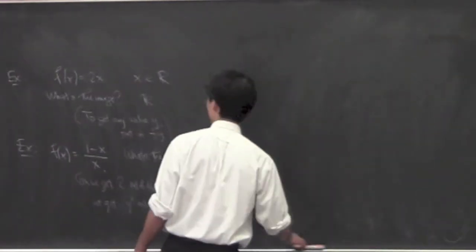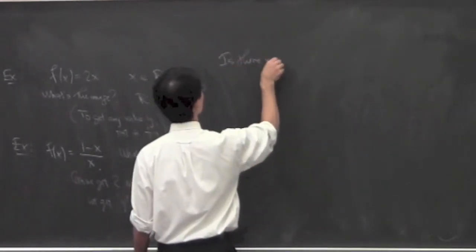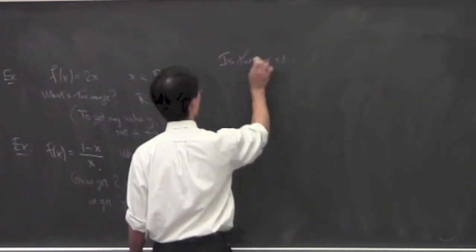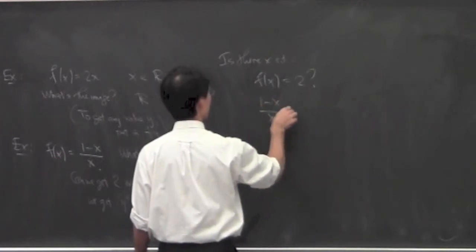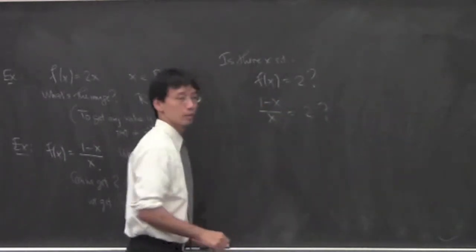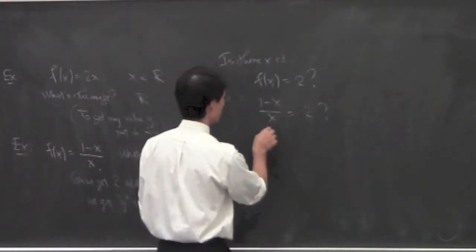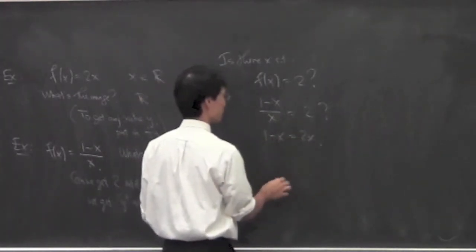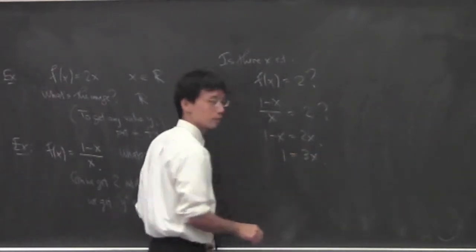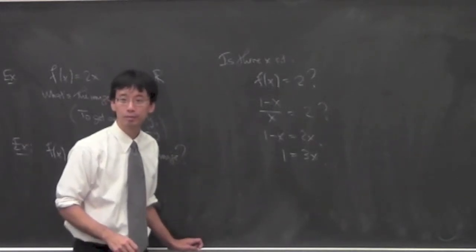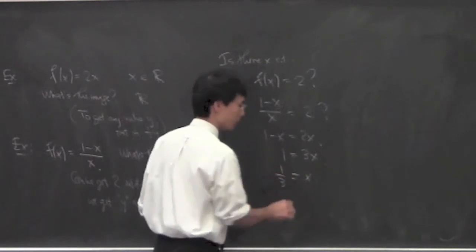Let's ask. Okay, so is there x such that f of x equals 2? That is 1 minus x over x equals 2. Is there a solution to that? That is 1 minus x equals 2x. In other words, x will have to be 1/3.